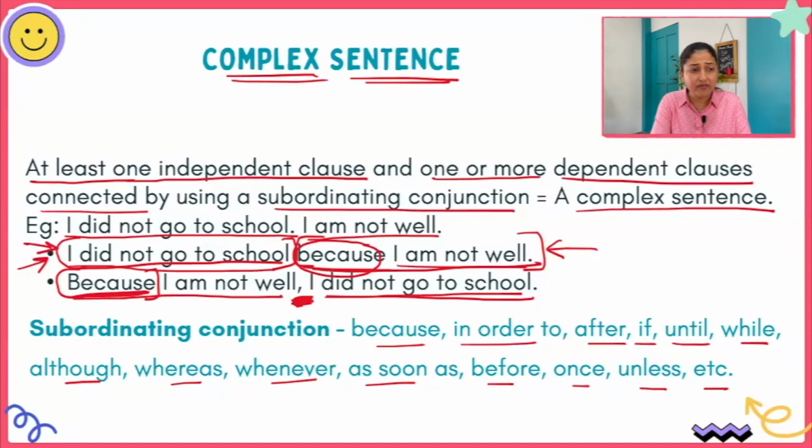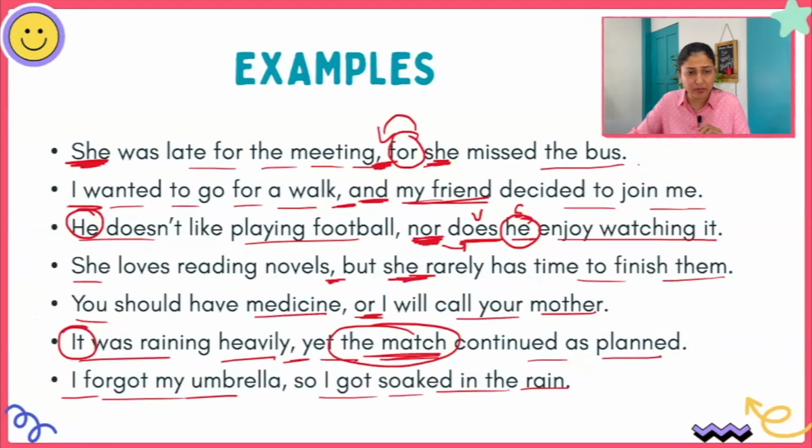But can we do that in a compound sentence? Let's just take any example. Say, for example, can I say, but she rarely has time to finish them. She loves reading novels.